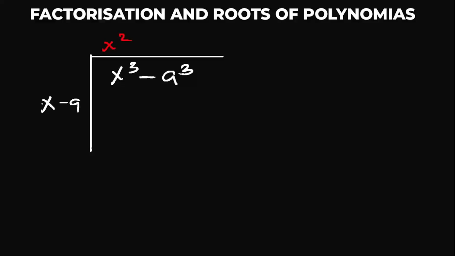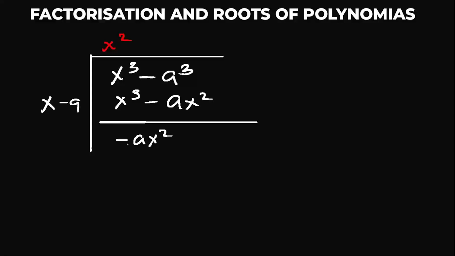So x squared multiplied by x, that will give us x cubed, minus x squared times a, that will be minus ax squared. So we have this. So this and this will cancel, right? So we're going to be having plus ax squared rather, because the minus in front of this is going to multiply this. Then you have ax squared minus a cubed.